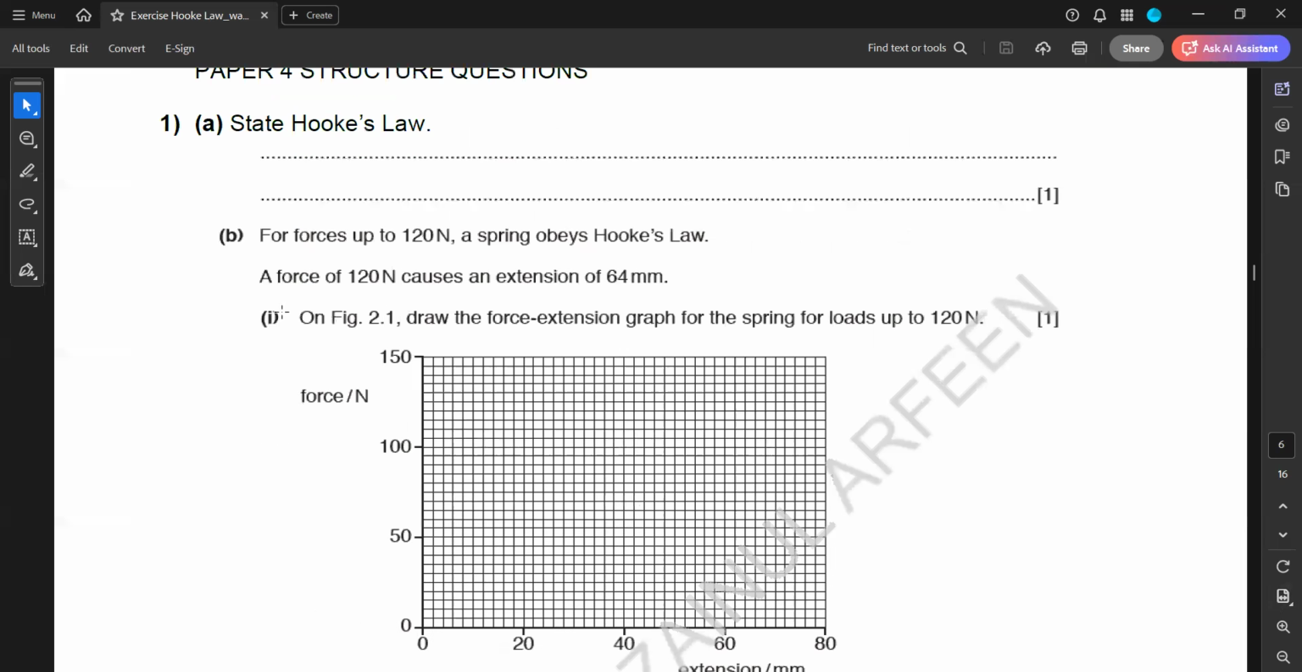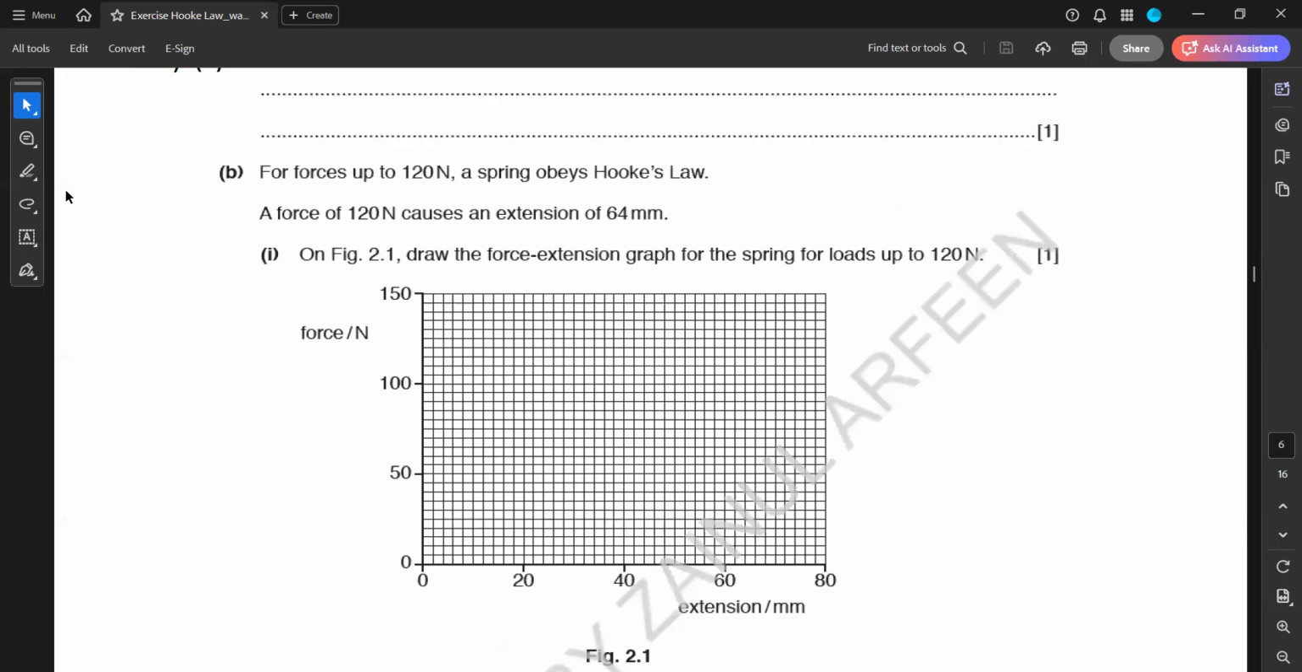The question is: up to a force of 120 Newton, a spring obeys Hooke's law. A force of 120 Newton causes a 64 millimeter extension. What is the 64? 10 boxes equal 20, so each is representing 2. So this is 62 and this is 64. So we mark a point at 64 and the force.